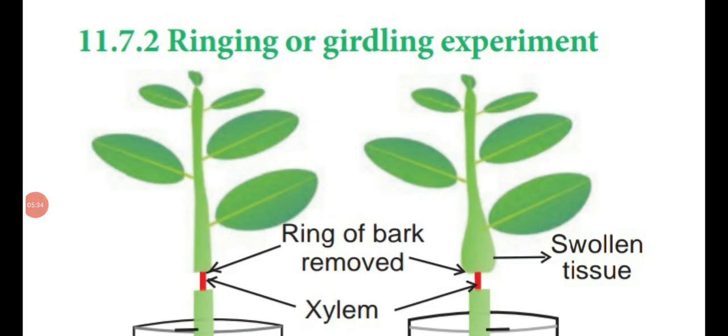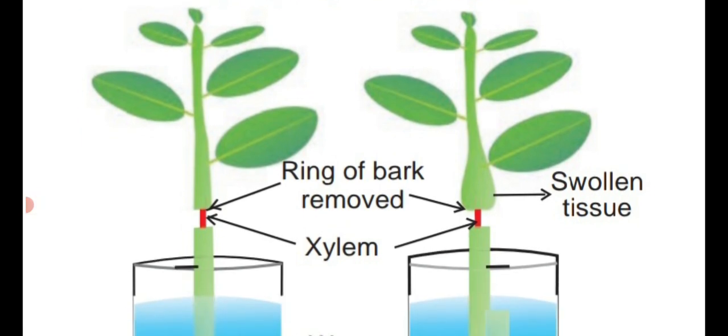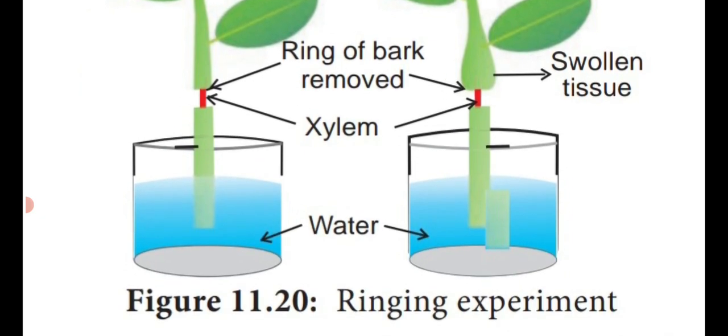Dear students, this is the ringing or girdling experiment. For this, we have to take a potted plant. Then we have to remove the content which is present in the stem region except the xylem components. Except for the xylem components, we have to remove all the tissue content present in the stem region. Then after that, the stem portion with the content removed is placed in a beaker containing water.